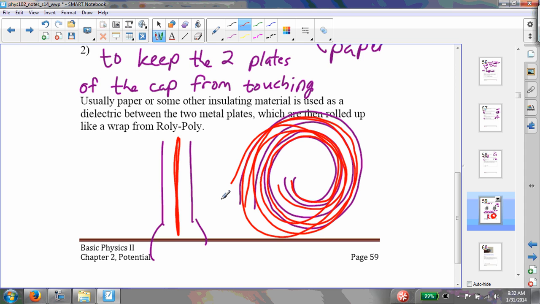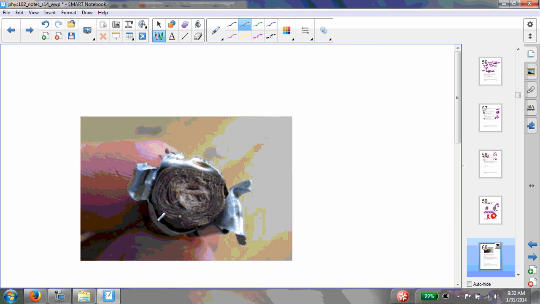Okay, so anyway, it looks like that. I have a little video and actually have a picture here. That's the inside of a capacitor. You have two thin metal foil plates separated by paper, and they roll them all up like that.